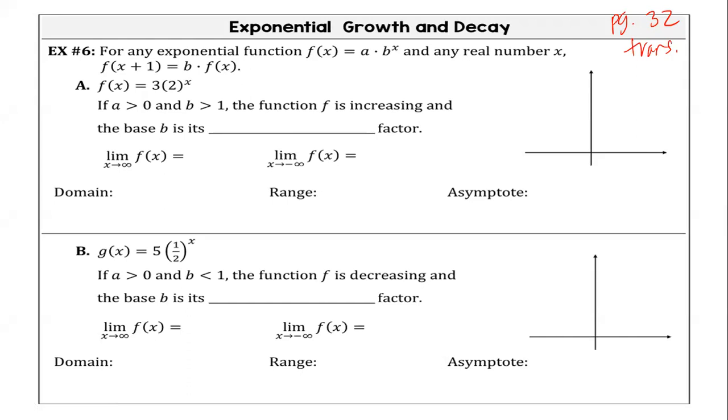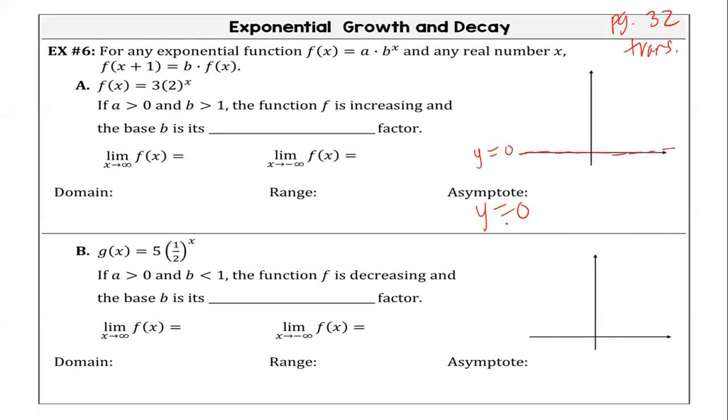Okay. The number one thing is to make sure that you understand that there's an asymptote for every exponential. Does anyone know where the asymptote is? It's at y equals 0. So you need to understand that there's an asymptote at y equals 0.